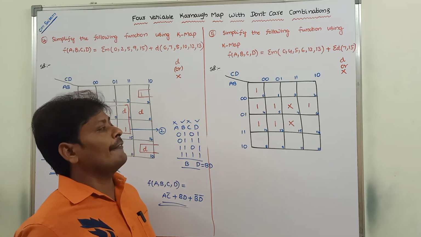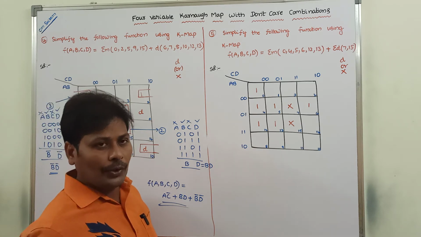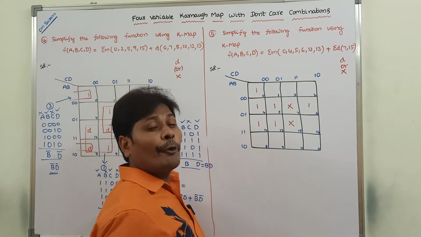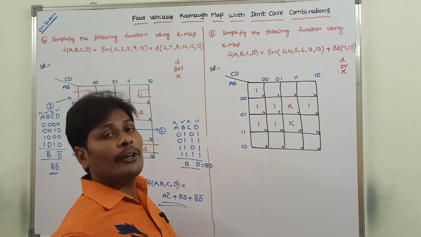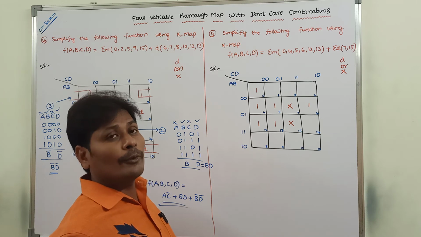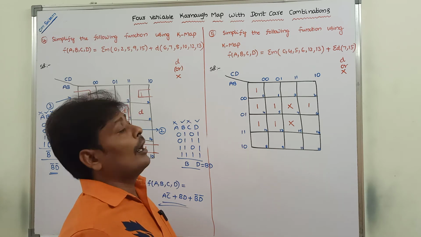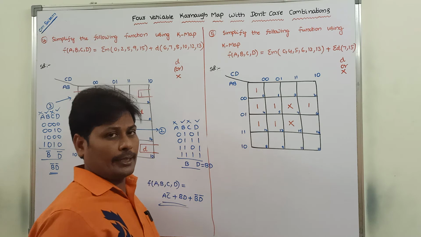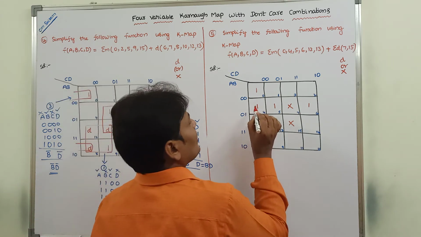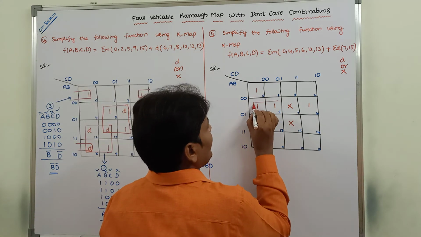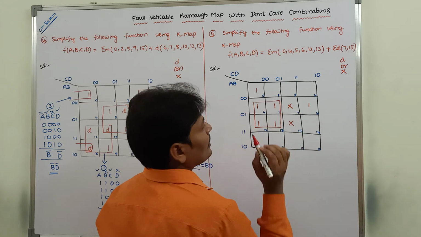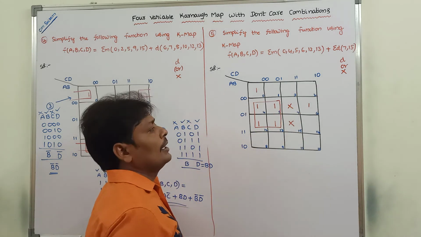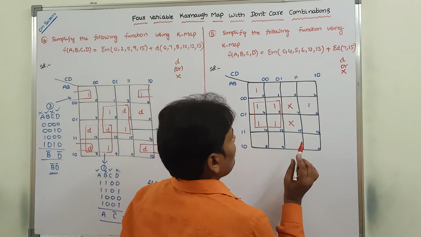Next priority is given to the quad. Quad means 4 adjacent ones or a combination of 4 ones and don't cares. So here these 4 ones can be formed as a quad. Okay, next one.